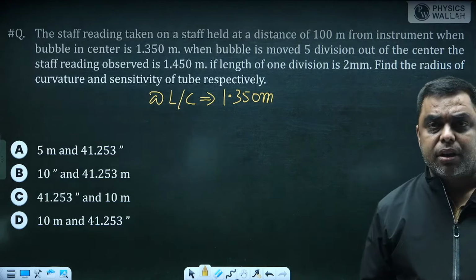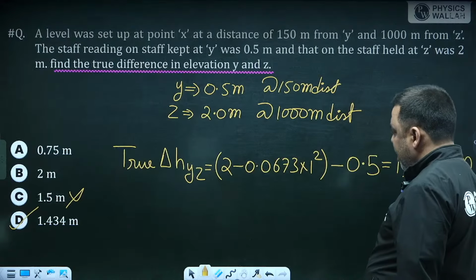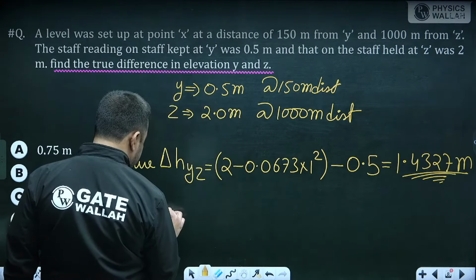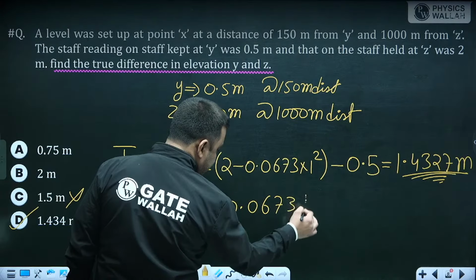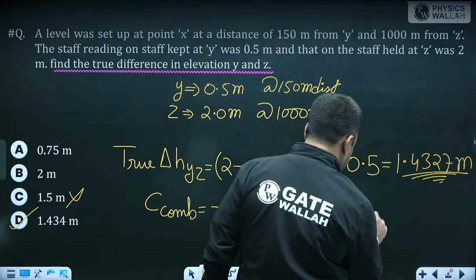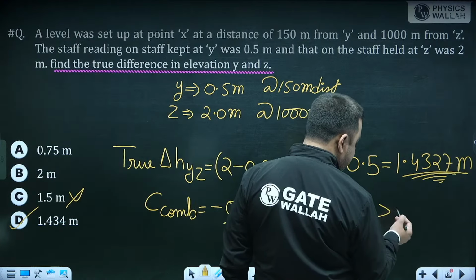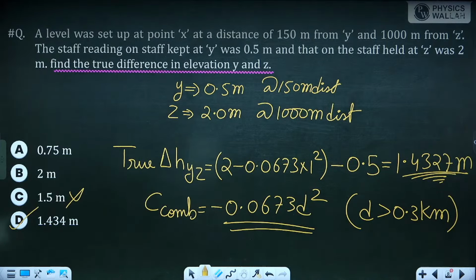Sir ji, first time seeing this formula. Which formula? The previous one. That was the combined correction: minus 0.0673 d square. This is combined correction. It is applied when d is more than 0.3 kilometers generally. I use the formula of combined correction.